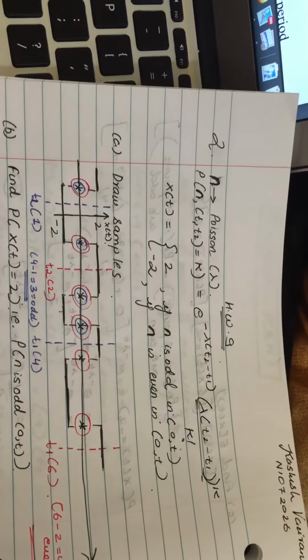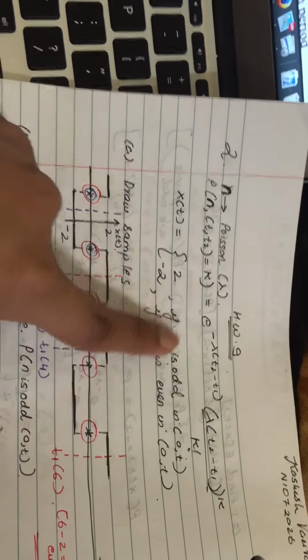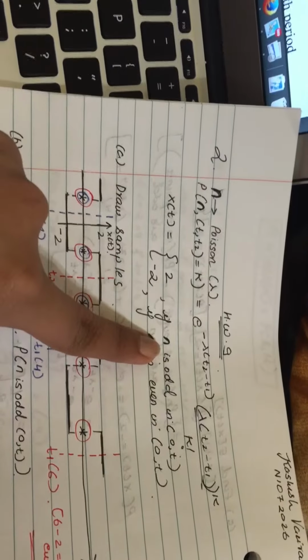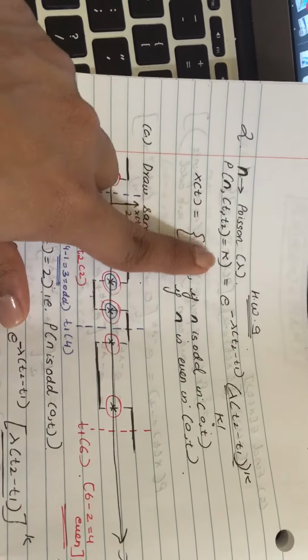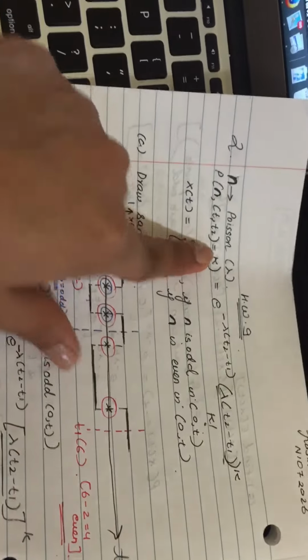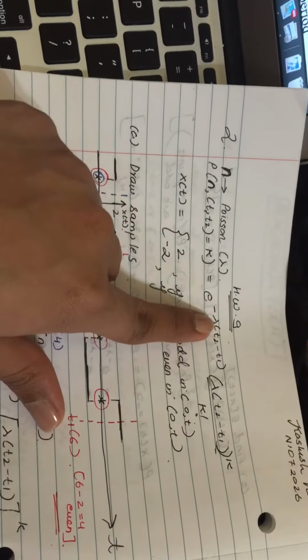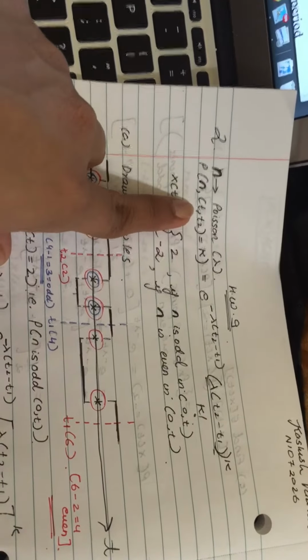The second part is to find the probability that X of t is equal to 2. X of t is equal to 2 is basically that N takes odd values between 0 and t, and therefore we deduce that k should take values 1, 3, 5, and so on and so forth. And t2 will be t, and t1 will be 0, from t1 to t2, so we can easily see that t1 equals 0 and t2 equals t.